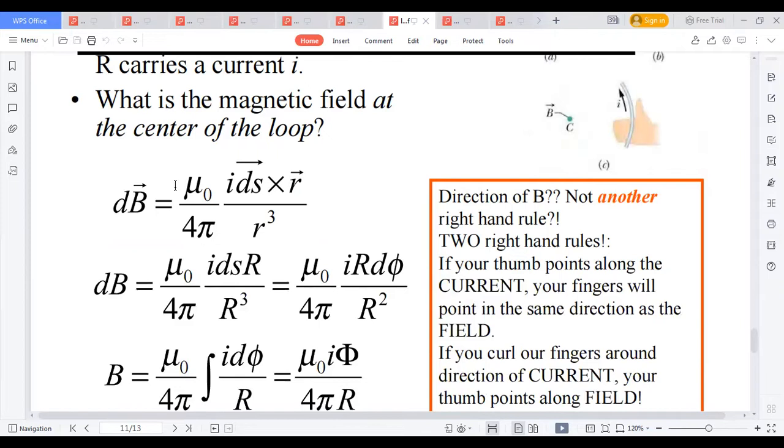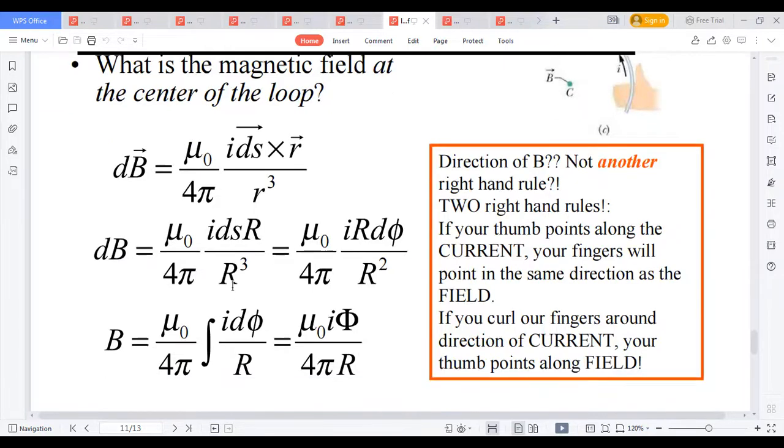You must know from Biot-Savart's law, dB equals mu naught by 4 pi, I ds cross capital R, over capital R cube. This is the vector form. Now dB equals mu naught I ds capital R divided by R cube.